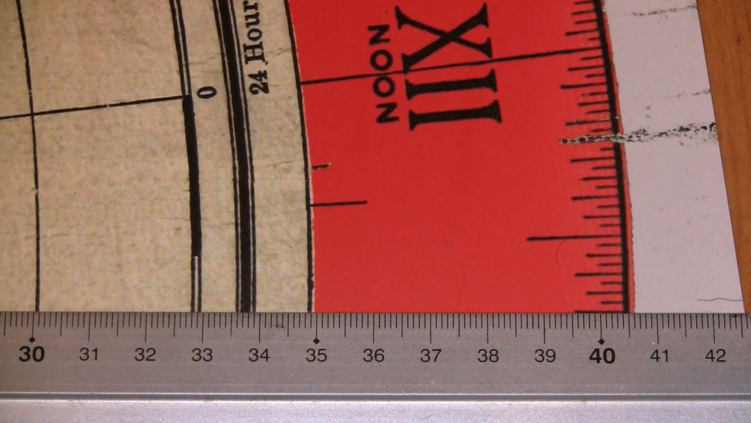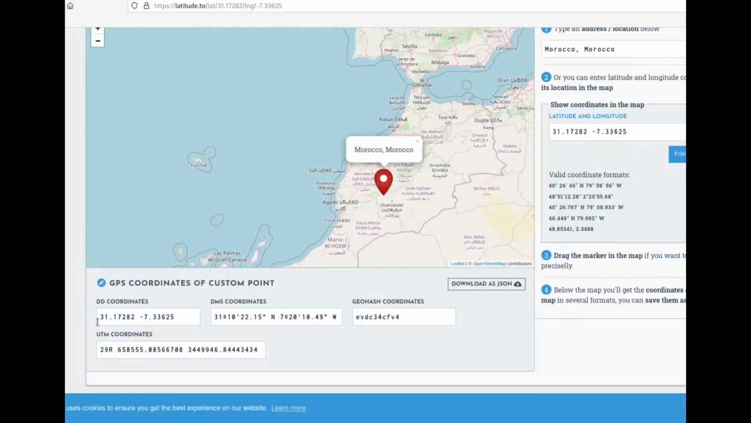Let's compare it with a GPS survey and see what it says. For Morocco, the coordinates are 31.17 degrees north and minus 7.33 degrees west. We found on the Gleason's map 31.5 degrees north and minus 7 degrees west. Again, the Gleason's map is pretty accurate. Of course, it is a longitude and time calculator.